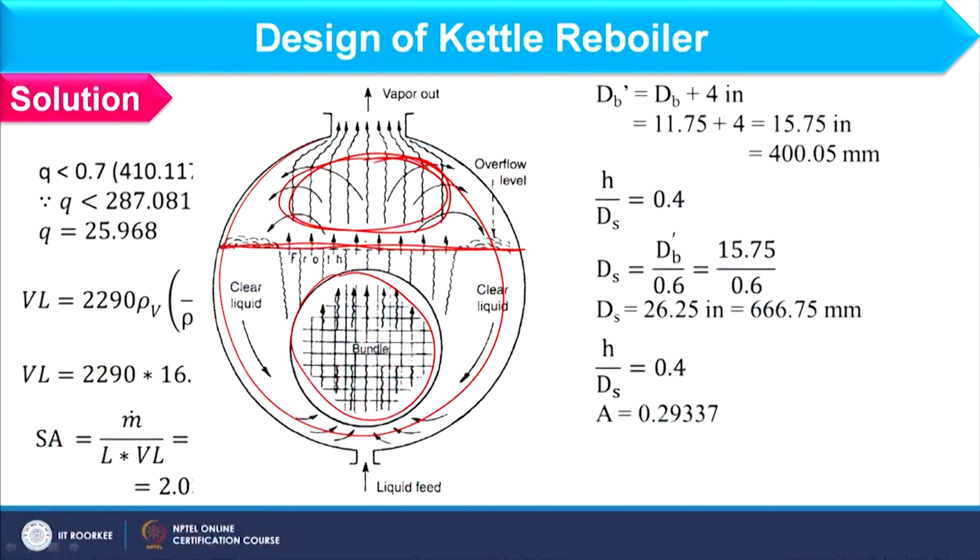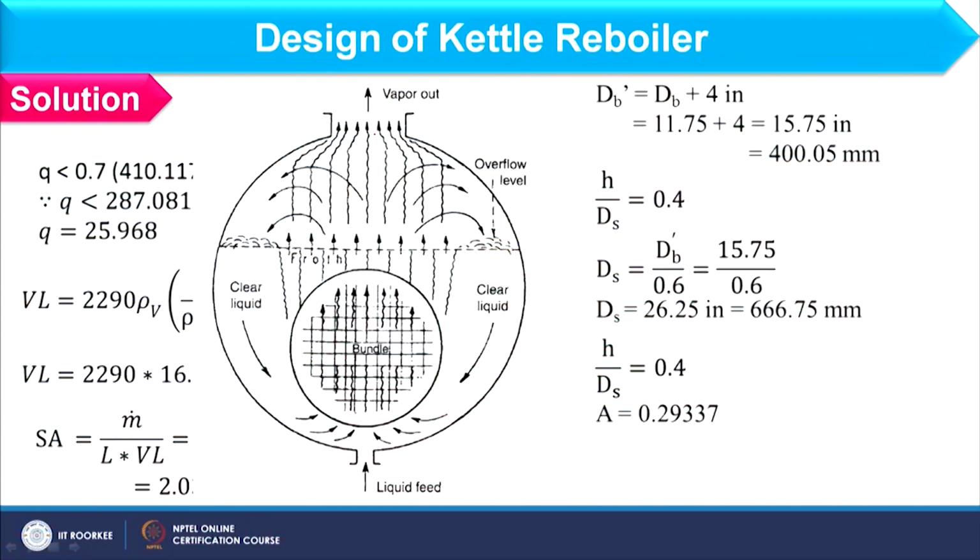Weir height can be obtained by adding 4 inches to the bundle diameter, that is the thumb rule. Okay. So, this height we can find out, and this we represent as dB dash. So, dB dash you can find out as 11.75 plus 4 inches. So, 15.75 inches, you can convert that into mm.